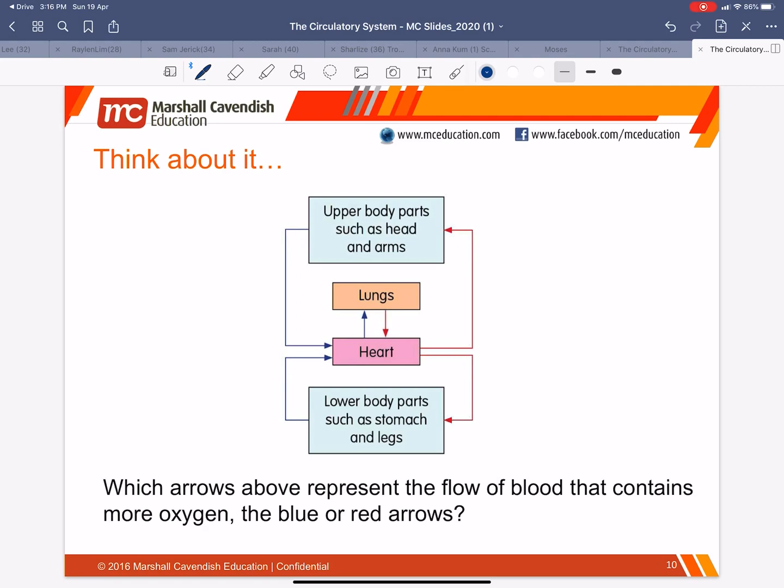Now, this question, think about it. Which arrows above represent the flow of blood that contains more oxygen, red or blue arrows?